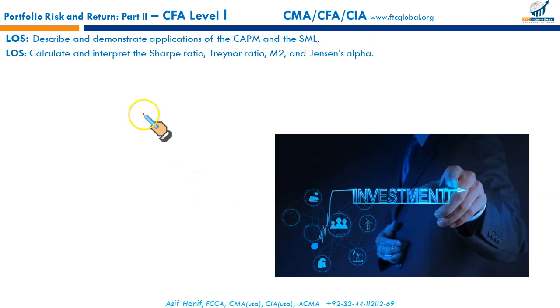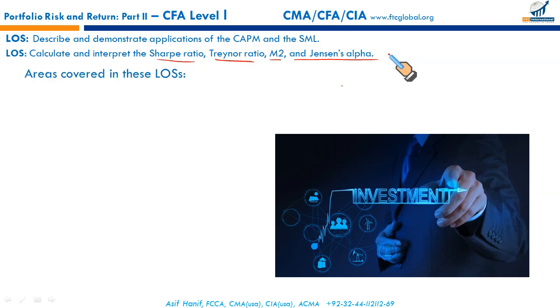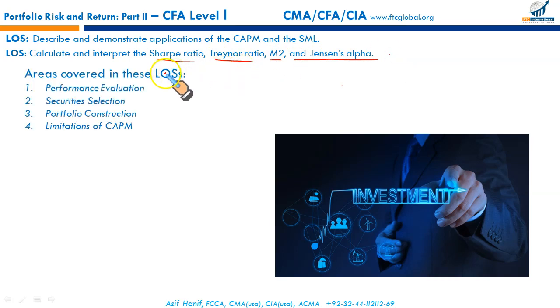Next we have describe and demonstrate application of CAPM and the SML, and calculate and interpret Sharpe ratio, Treynor ratio, M squared, and Jensen's alpha. I've combined these two LOSs, and these are the areas covered in these two LOSs: performance evaluation, securities selection, portfolio construction, and limitations of CAPM. And now we will discuss these one by one.